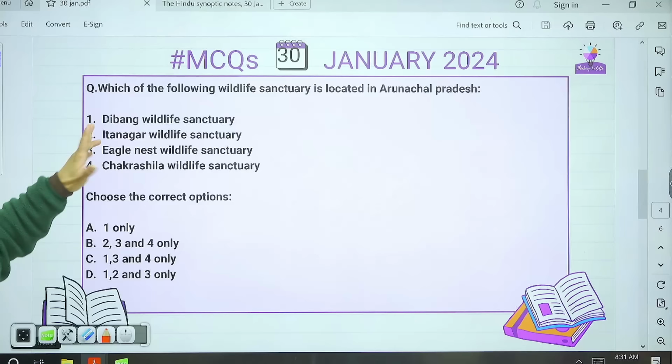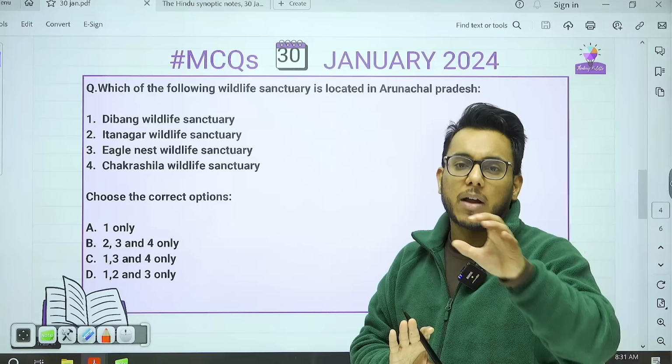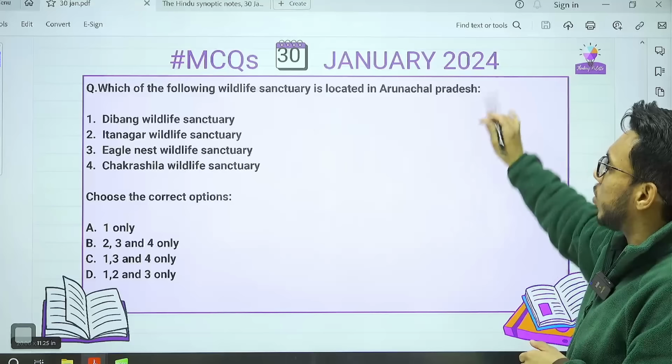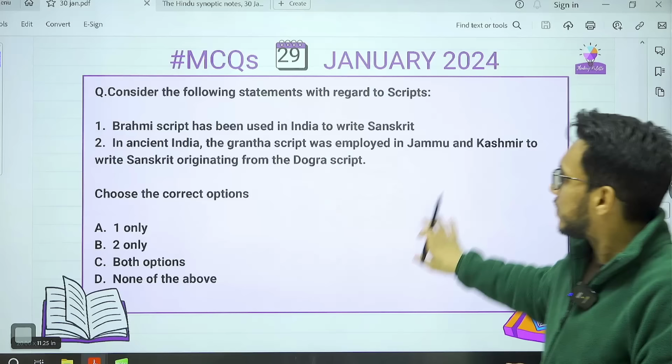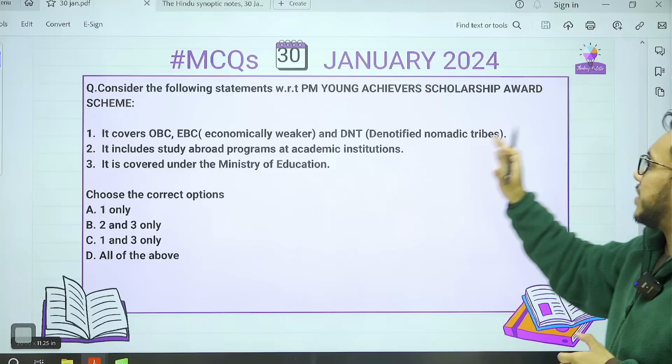Now let's take today's questions. Please mark the right answers and leave your answers in the comment box. First question for today: which of the following wildlife sanctuaries is located in Arunachal Pradesh? Choose the correct options. Then the next question: consider the following statements with respect to the PM Young Achiever Scholarship Award Scheme, PM YASASVI. It covers OBC, EBC and DNT.